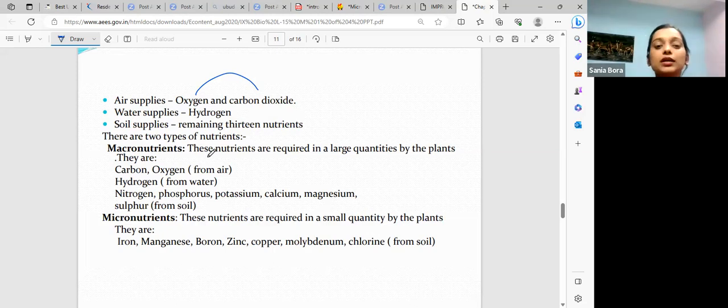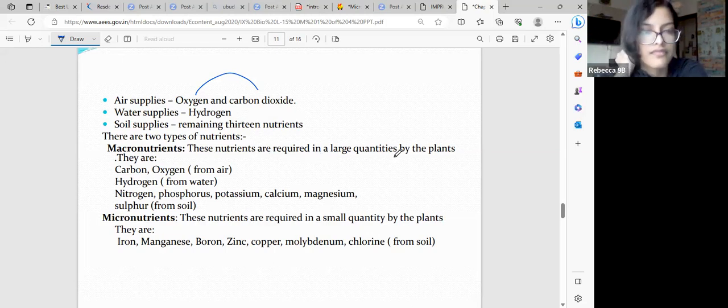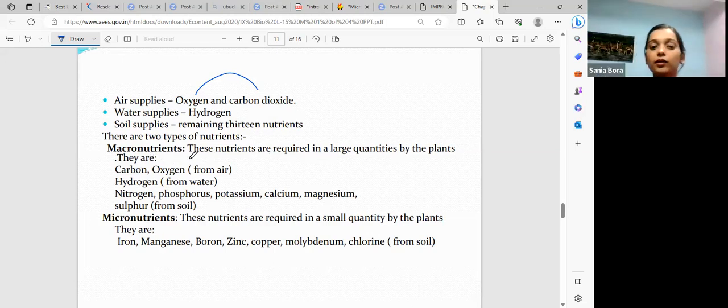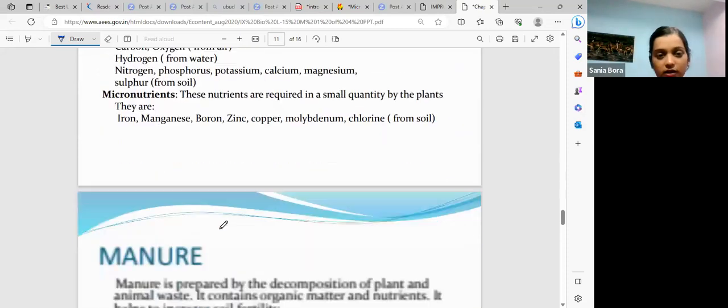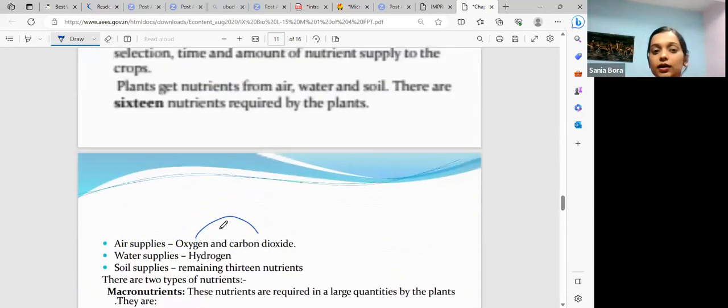Clear? Yes, ma'am. So these nutrients are required in larger quantity by the plants: carbon and oxygen from air, hydrogen from water, and nitrogen, phosphorus, potassium, calcium, magnesium from the soil. Then micronutrients, iron, manganese, boron, zinc, and all that, they need in smaller quantity. This is what you need.